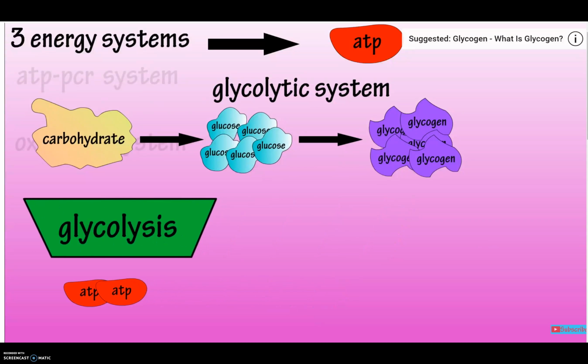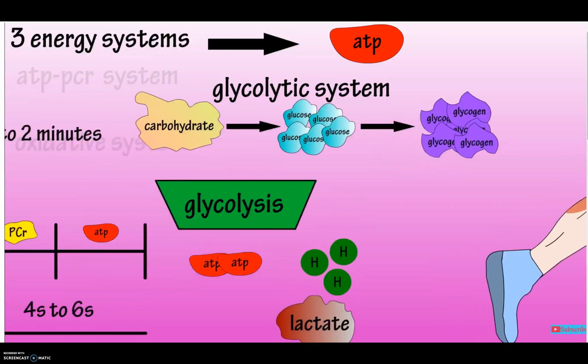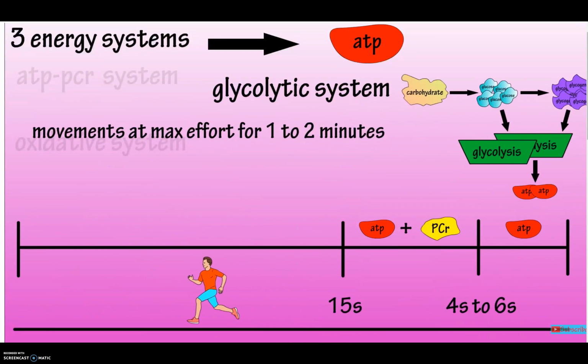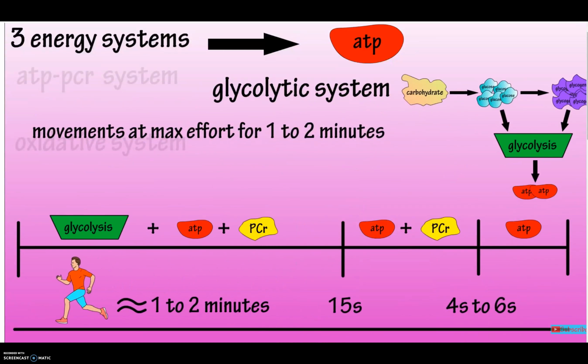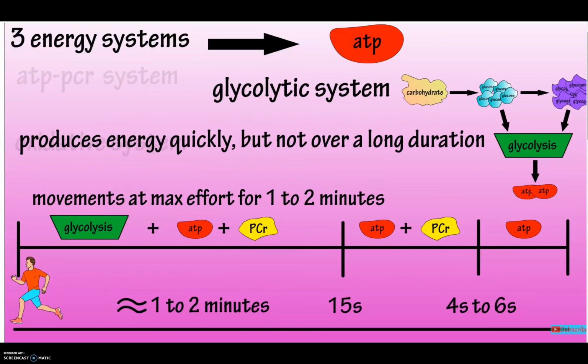During this energy supply process, a substance called lactate is formed and hydrogen ions are released. It's believed that the accumulation of these hydrogen ions in the muscle causes the muscle to become more acidic, contributing to fatigue and a burning sensation. Exercises that are performed at maximum rates for between 1 to 2 minutes, such as a 200-yard dash, depend heavily on the lactic acid system for ATP energy. This energy system produces ATP very quickly, but again, not over a long duration.